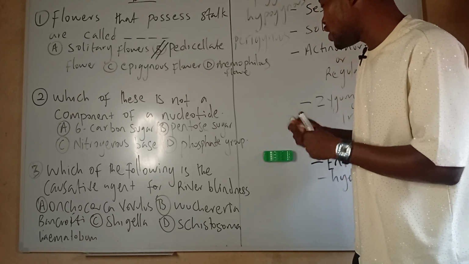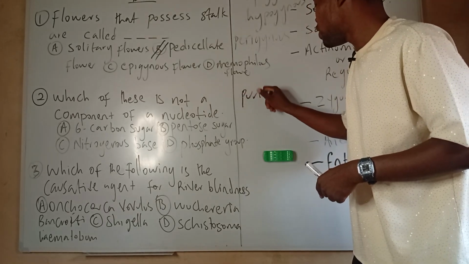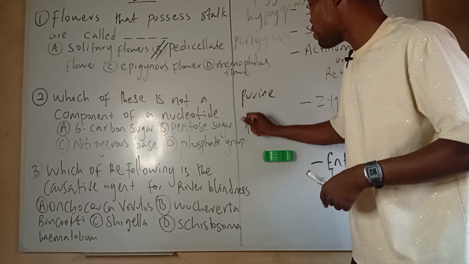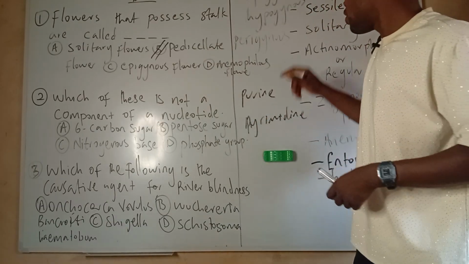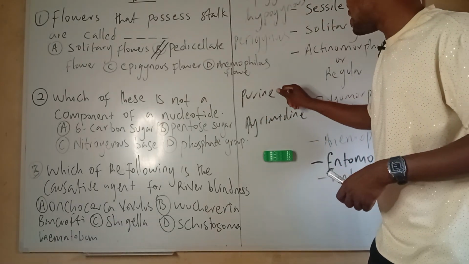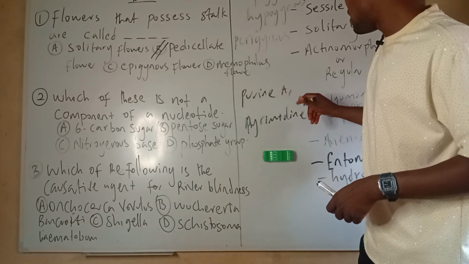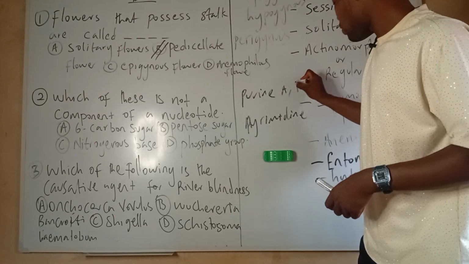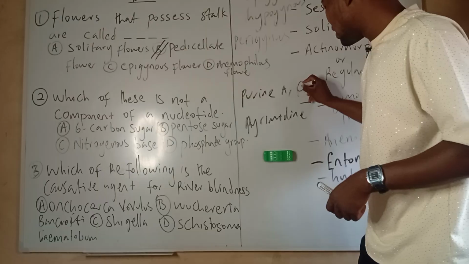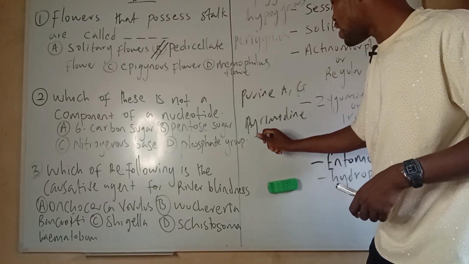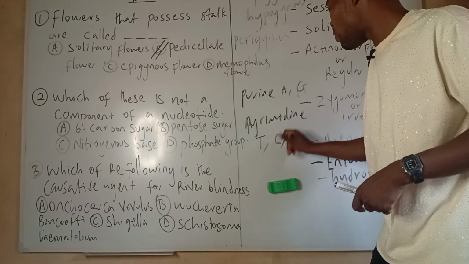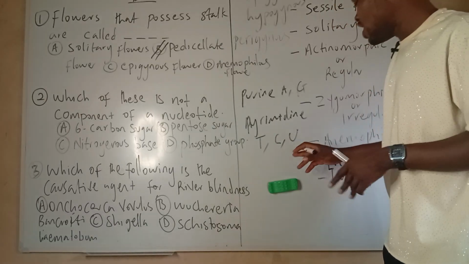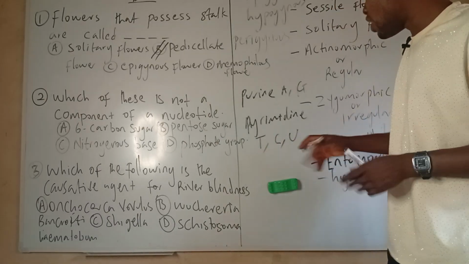The nitrogenous base could be purine or pyrimidine. For the purines, we have adenine and guanine. While for the pyrimidines, we have thymine, cytosine, and uracil. For RNA, instead of thymine, we have uracil.